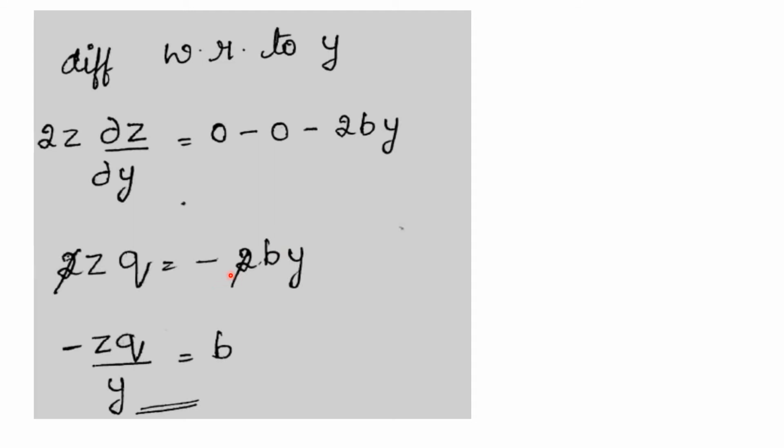Again, since you have an equal sign, 2 will get cancelled on both sides, the LHS as well as the RHS. Let us find what b is, so that we can substitute that in equation 1. Therefore, b is equal to minus zq by y. Now, let us substitute a and b, whatever we have found, in equation 1.